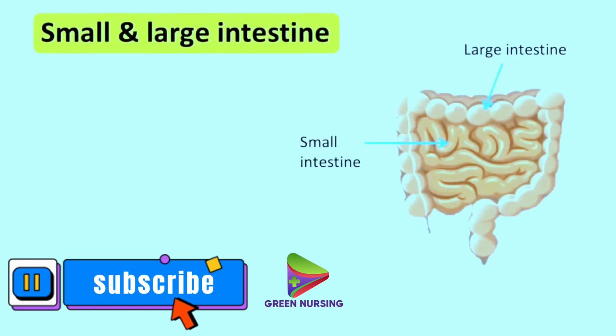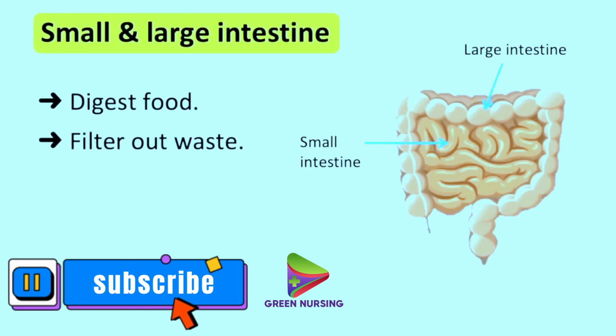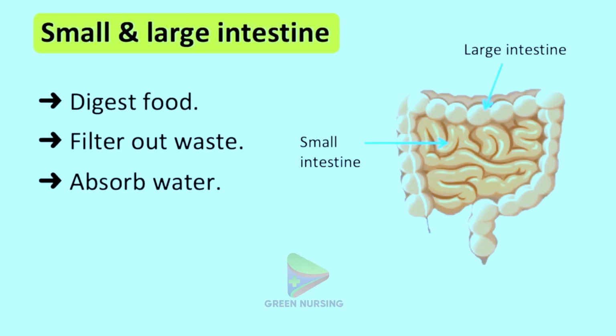Small and large intestines. Intestines are groups of tubes that digest food, filter out the body's waste, and absorb water. Food that's broken down from the stomach travels to the small intestine. This is where most of digestion and absorption of nutrients takes place. This food then passes through the large intestine. Water and salt is absorbed here. This causes the waste products to turn into a solid waste material, which can then be excreted.